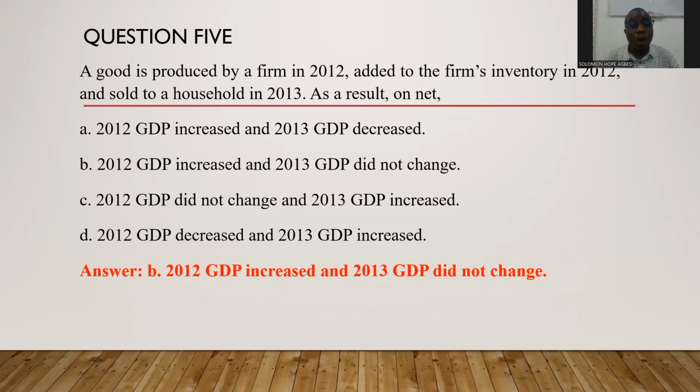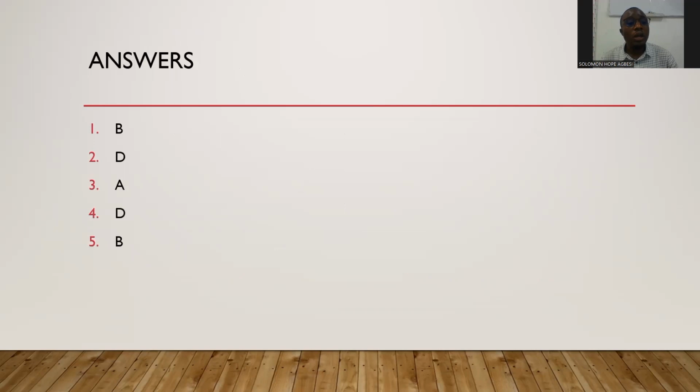And the reason why the GDP for 2012 will increase is that the good is an inventory form of investment, which is an increased investment, and it will increase the 2012 GDP whilst leaving the 2013 GDP unchanged. So these are the right answers for this particular session.